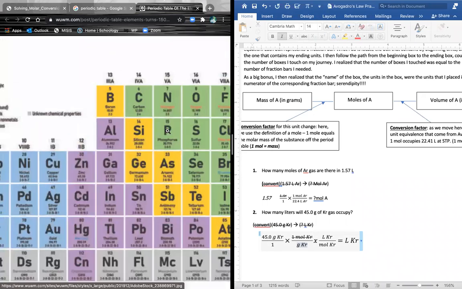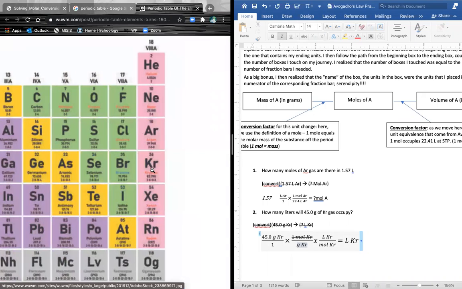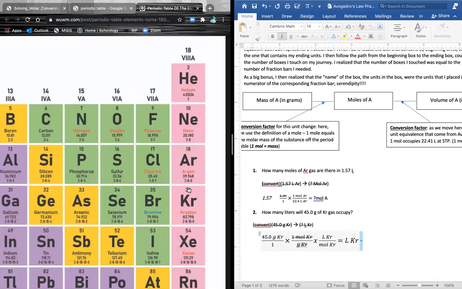And can I see this? There we go. So there's krypton. Krypton's element number 36. So we look at the mass and we see it's 83.798. Again, you can put 83.798 down, but I'm not going to. I'm going to do it the correct way.